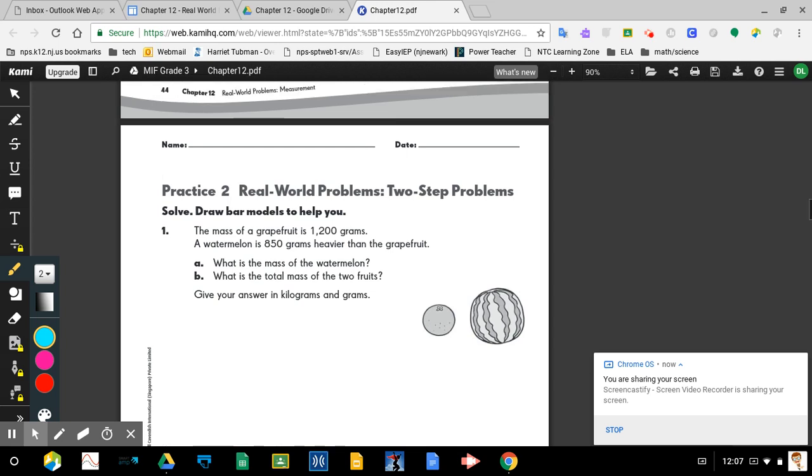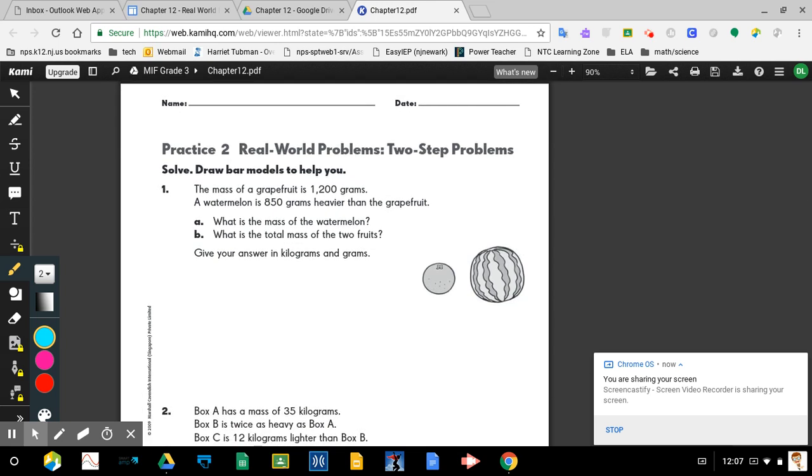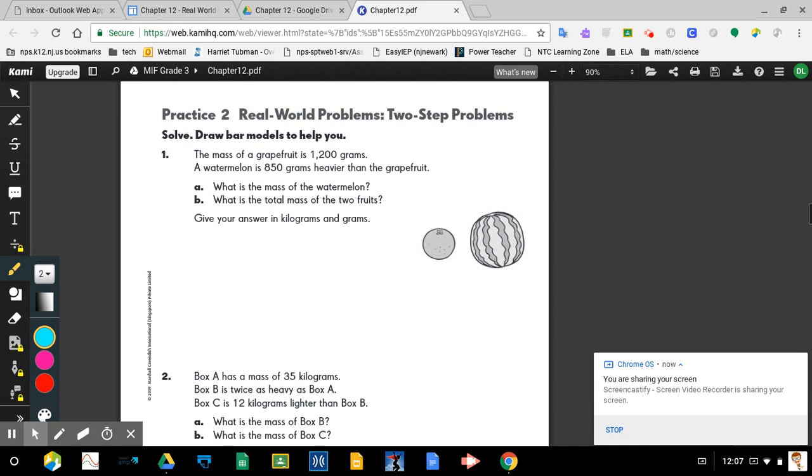Hi everyone, this is page 45. Practice 2, this is real world problems with two-step problems. And we're going to draw bar models to help us figure this out because again, this is two-step problems, it's a little more difficult. All right, number 1 says, the mass of a grapefruit is 1,200 grams.